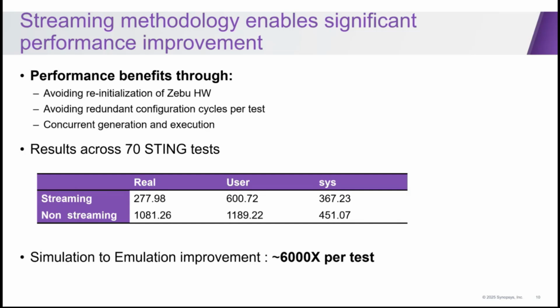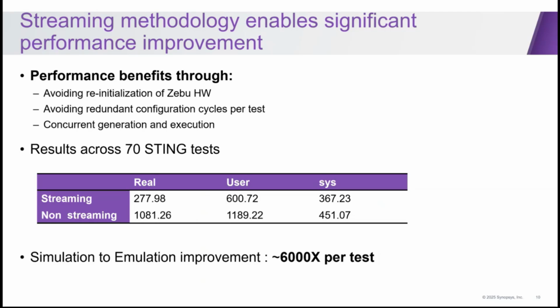every time you have a configuration for your design before you can really run your test, right? In the non-streaming mode, for the 70 stream tests, we finish in more than 1,000 seconds. In the streaming mode, we finish in less than 300 seconds. We see around 4x performance improvement. Please note that this 4 times is on top of the 6,000 times performance improvement. This is the reason why the streaming mode provides better performance.